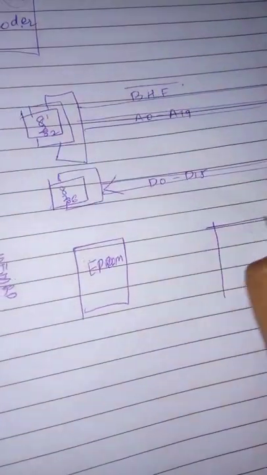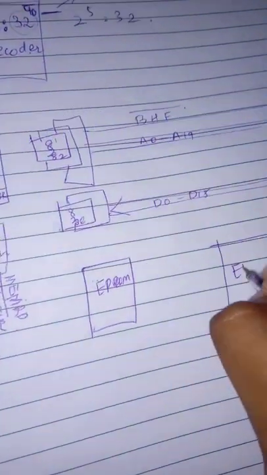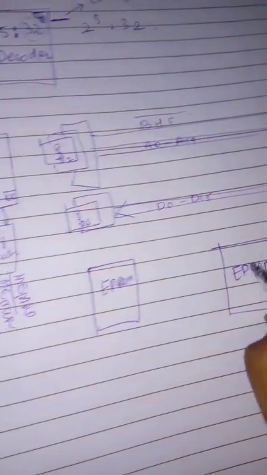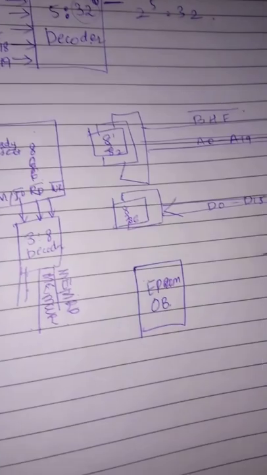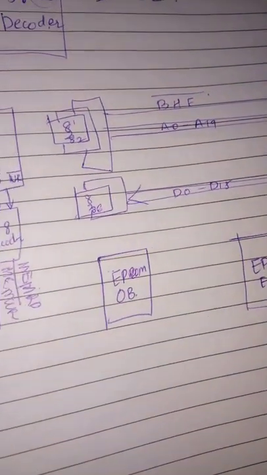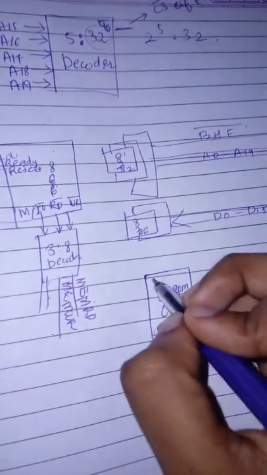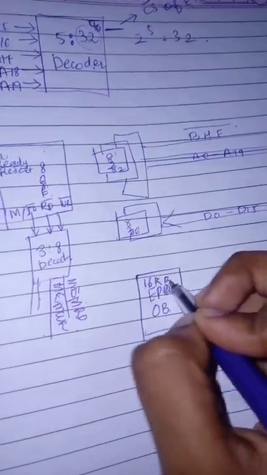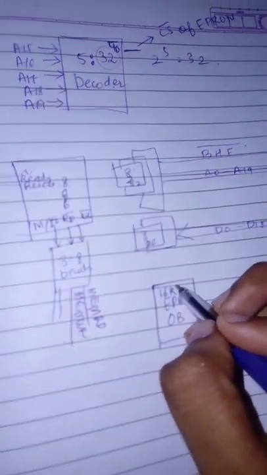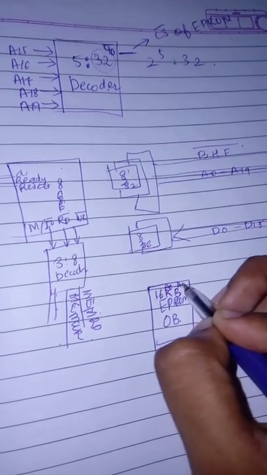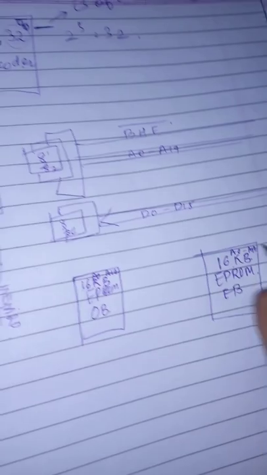Now we will make one set here, but there are 2 banks of EEPROM, that is even bank and odd bank. The total is 32 KB, but even bank is 16 KB and odd bank is 16 KB. As it is 16 KB, the address will be A0 to A14. Here also A0 to A14.